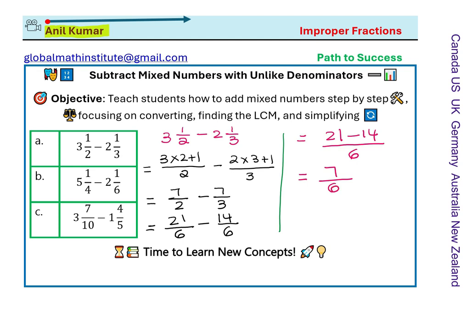So what do we get? We get an improper fraction, which now we can convert back to a mixed number. Dividing 7 by 6 we get 1, remainder 1, and 6. So these are the steps which we are going to follow, right?